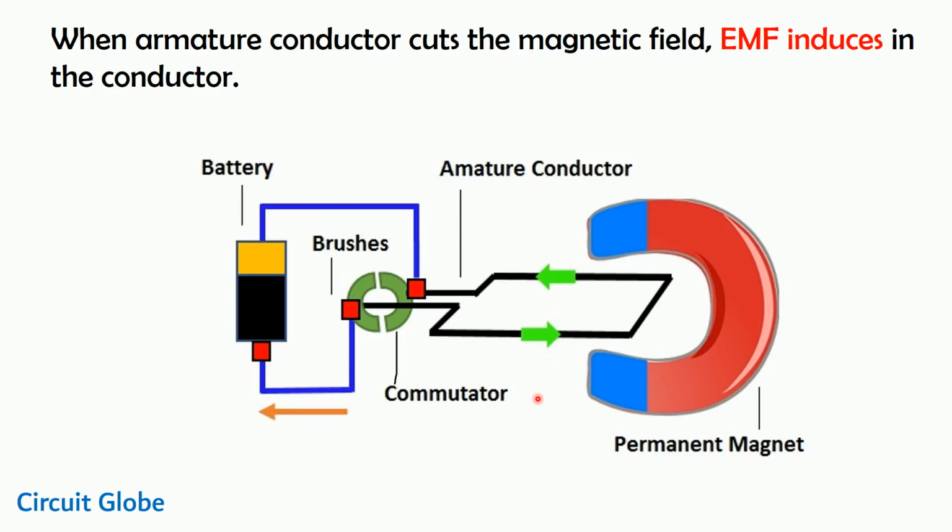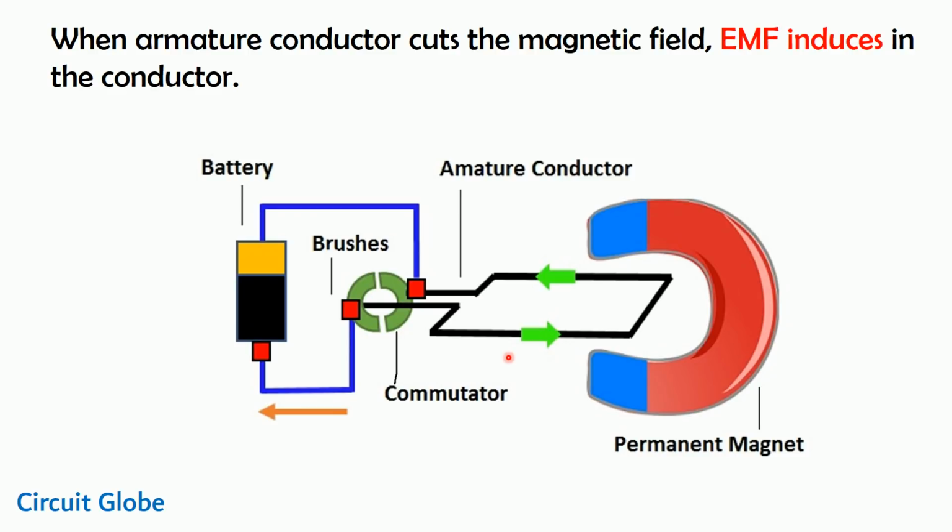DC motor has four main parts: permanent magnet, armature conductor, commutator and brushes. These are the main parts of the DC motor. We are providing the external supply to the armature conductor. Because of this supply, one EMF induces in the conductor. This EMF causes the current, because of which torque acts on the conductor and the conductor starts rotating. The motion of the conductor is given by the Fleming left hand rule.